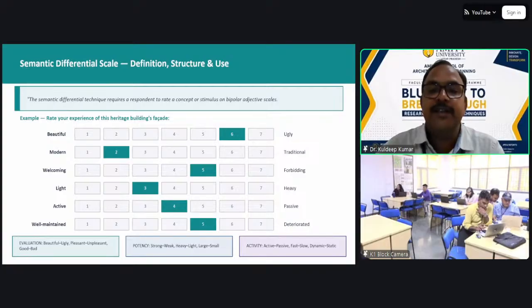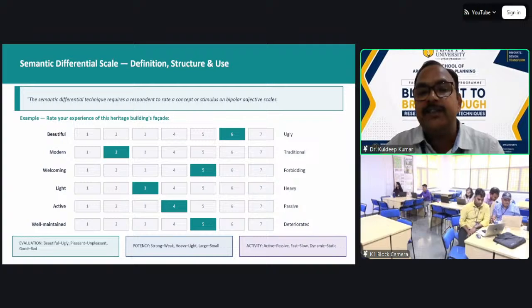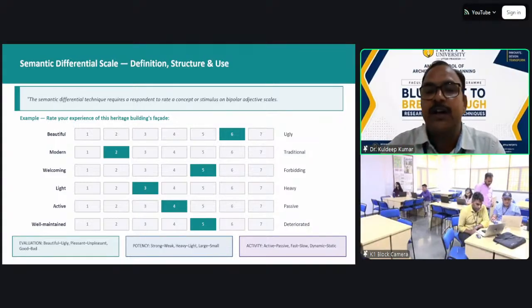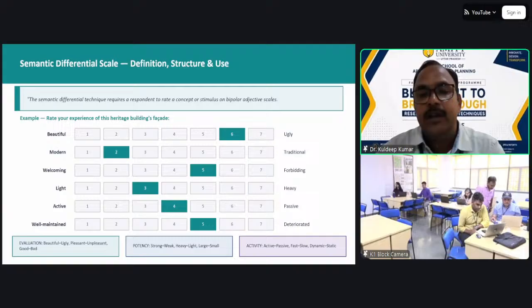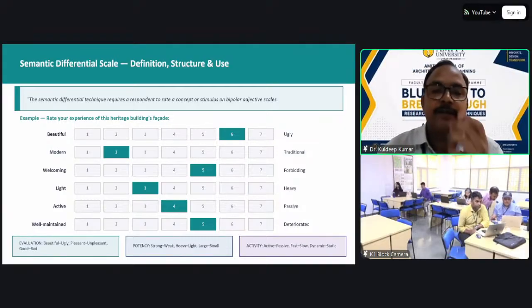So it is advised that you choose the adjective pairs carefully. They must be genuinely bipolar, culturally appropriate, and relevant to your research context. It is also advised that you pre-test them before you go to the target population, because irrelevant and confusing pairs genuinely reduce the validity of your scale.